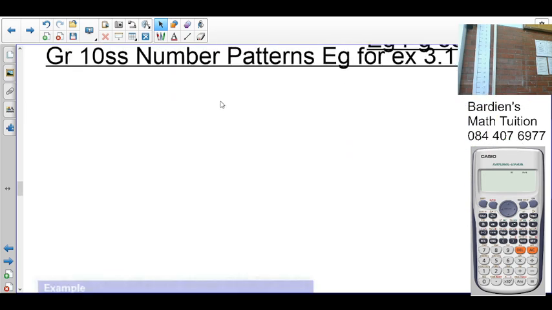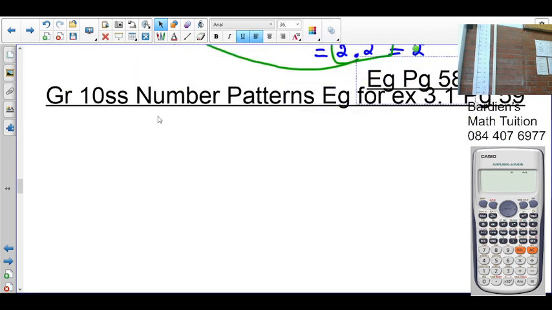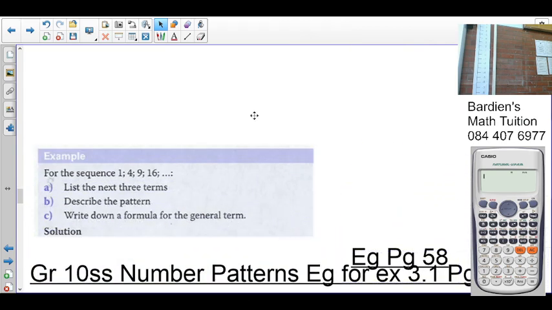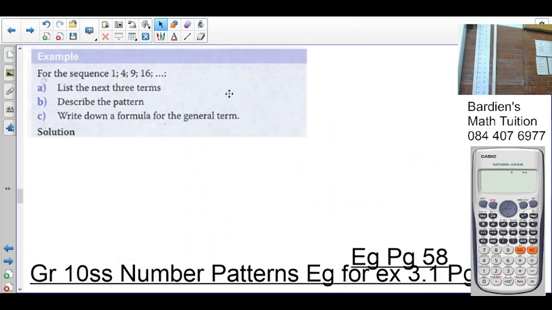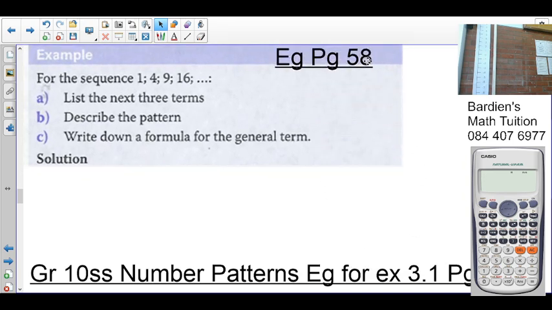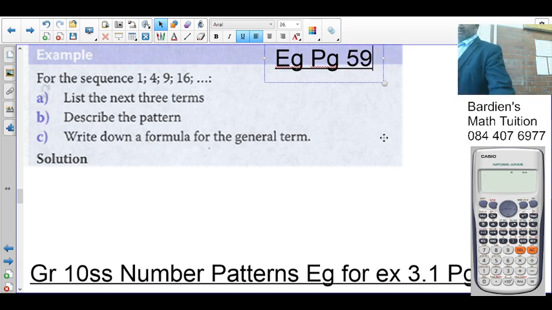Alright, let's carry on. Are we still on the same page? We are on page 59 now. Are we in week 1 or week 2? Week 1.